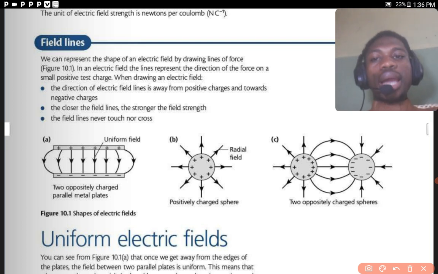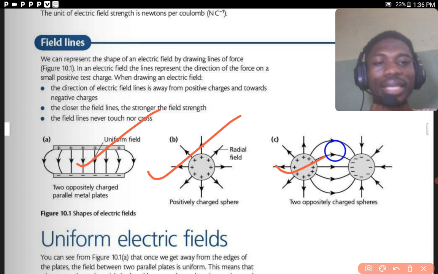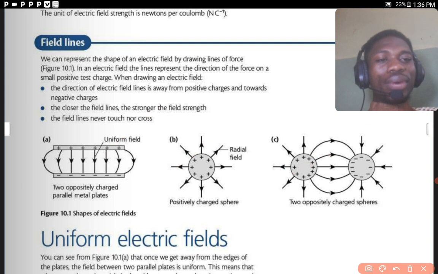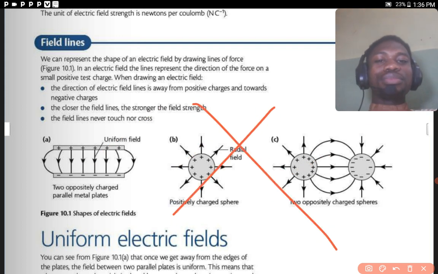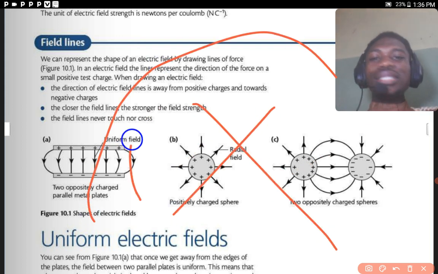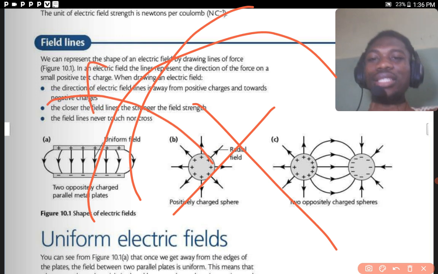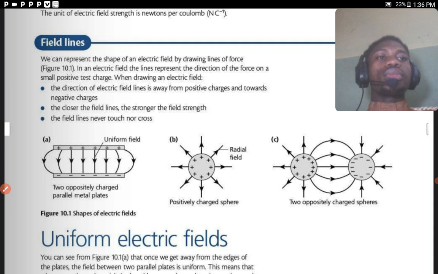Now, another thing, the third, you need to know is that if you look at this and this, you are going to notice that the field lines never cross. Field lines don't come and cross each other. It is not possible. All right, so that's so good of you to have understood what I've said.